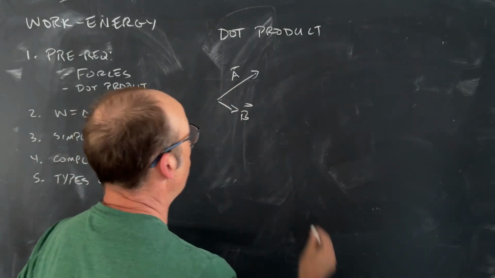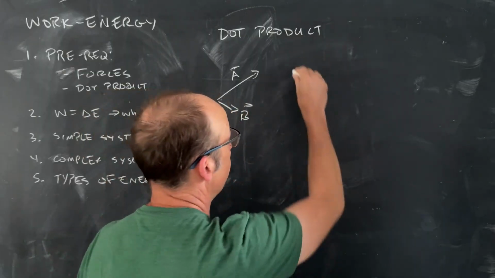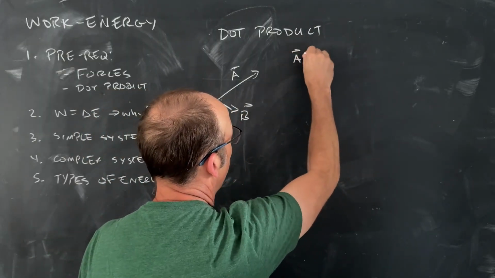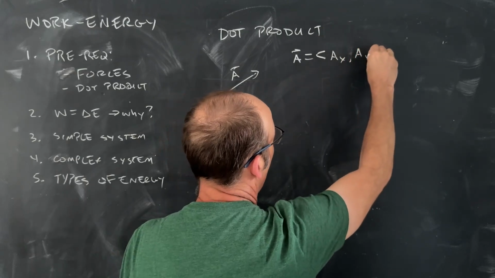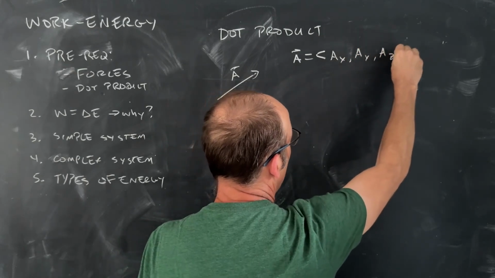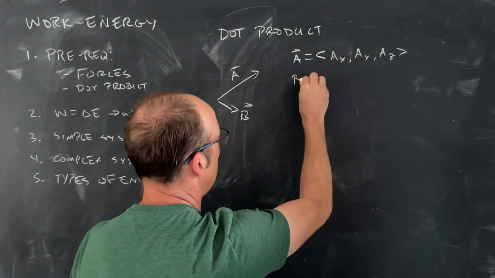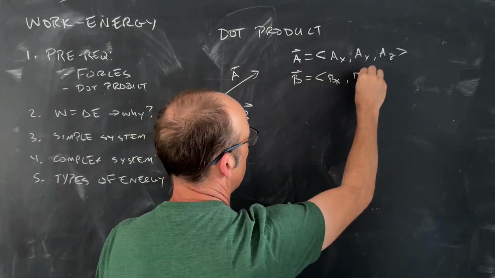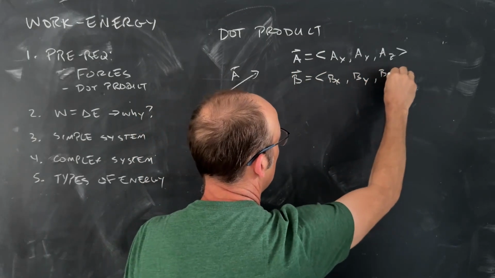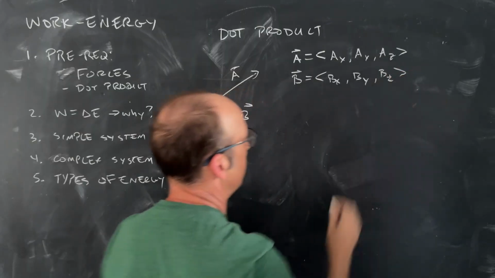Okay. So we can define this. I'm going to go ahead and define this. Suppose I have the vector A. I'm going to write it in my format as AX, AY, AZ, right? It has an XYZ component. B has components BX, BY, BZ. It has an X, Y, and Z component.